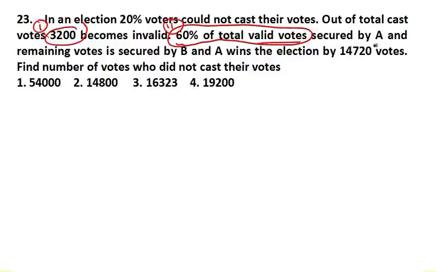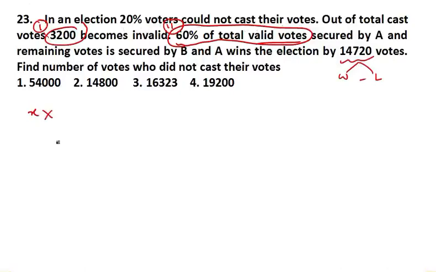Secured by A means A is winning, and the remaining vote is secured by B. Okay, A wins by, now this is the difference between winner and loser. Okay, find the number of voters who did not cast their vote. Okay, simple. It is asking you how many people have not cast their vote. So if you do it with the X method, total vote is X.